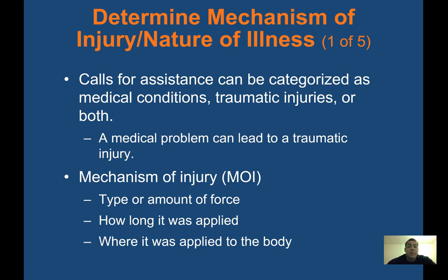Okay. Determine mechanism of injury, nature of illness. Calls for assistance can be categorized as medical conditions, traumatic injuries, or both. A medical problem could lead to a traumatic injury. Say a patient has a seizure while they're driving and they crash into the center divider. So now you also have a medical condition because the patient had a seizure, and the patient crashed his car. So it's going to be a traumatic injury. So mechanism of injury: type or amount of force, how long it was applied, where it was applied to the body.